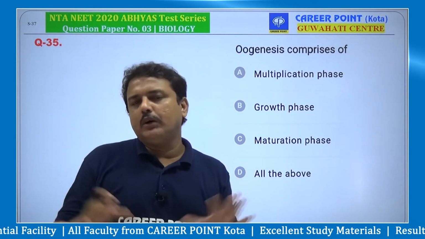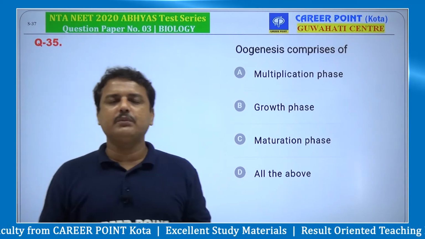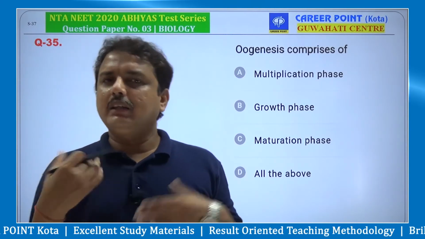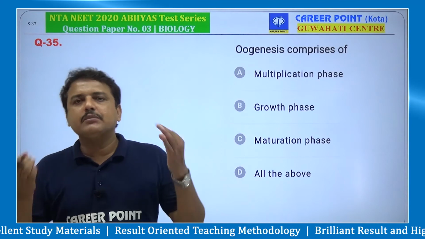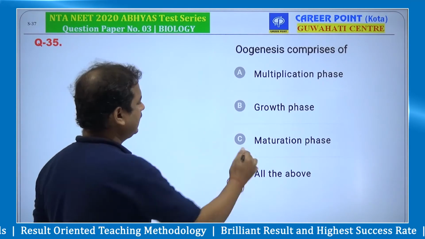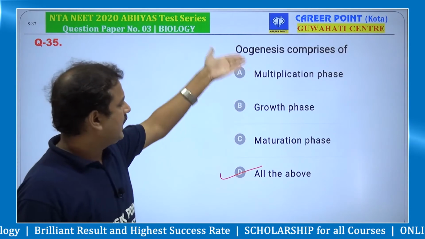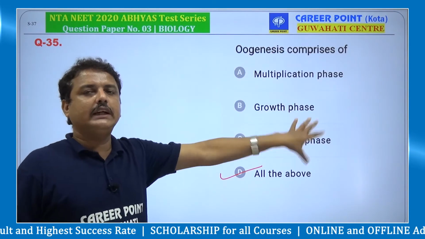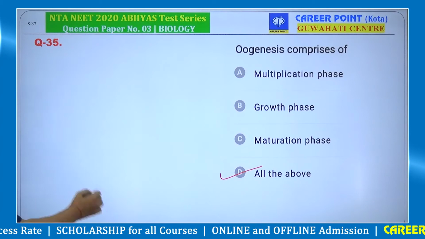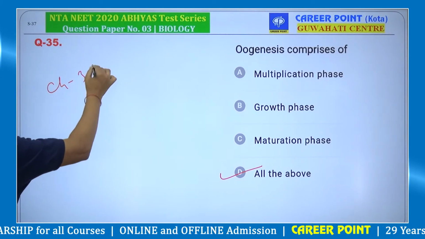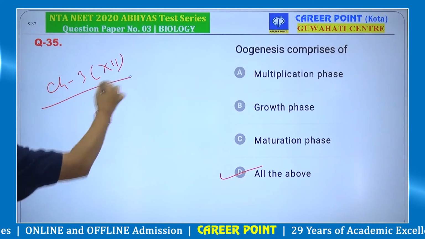Oogenesis comprises of: there are three steps involved in the process of oogenesis: multiplication, growth, and maturation. So here answer is all of the above, because multiplication, growth, and maturation are the three phases of oogenesis. Okay, this is from chapter 3, class 12, human reproduction chapter.